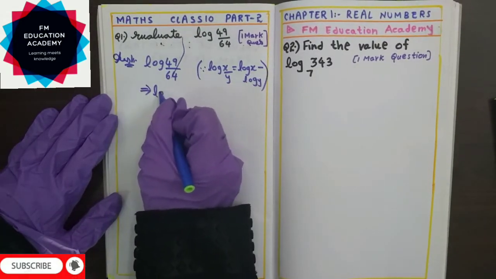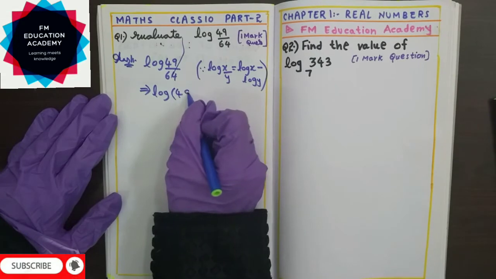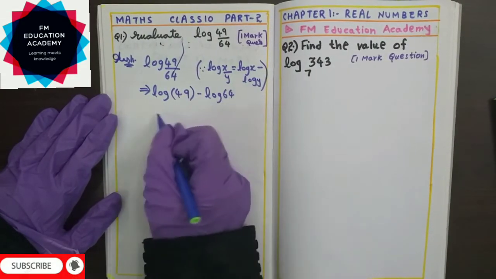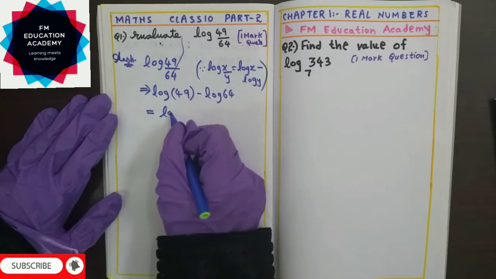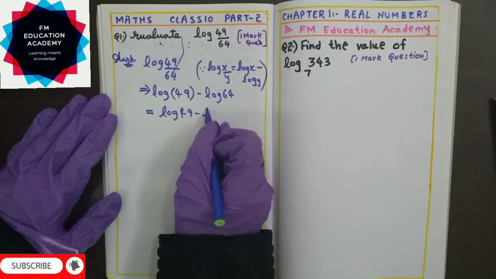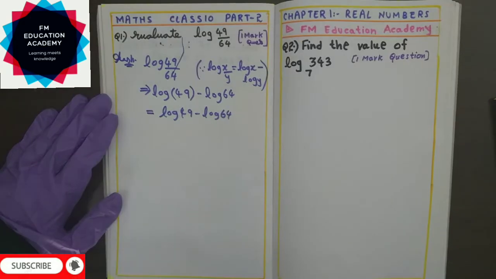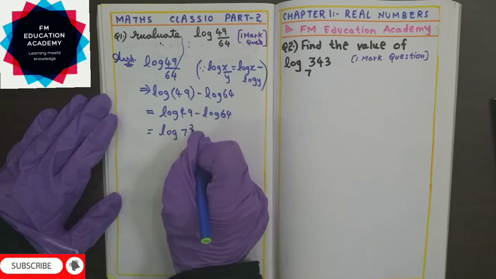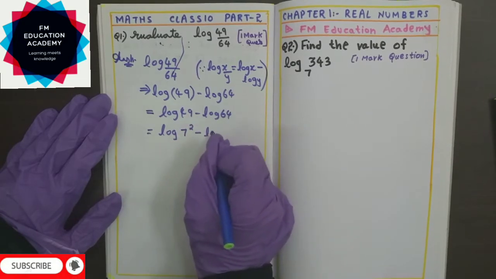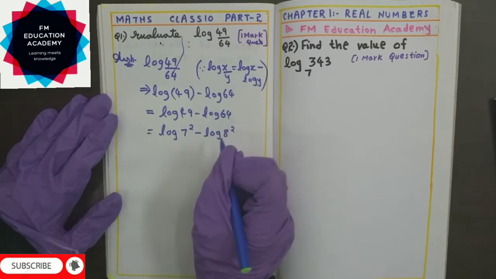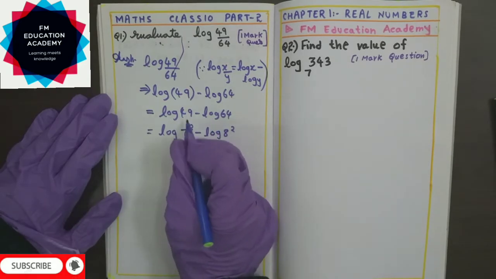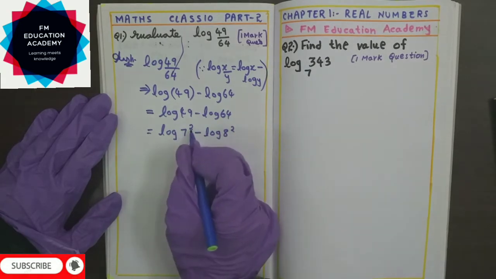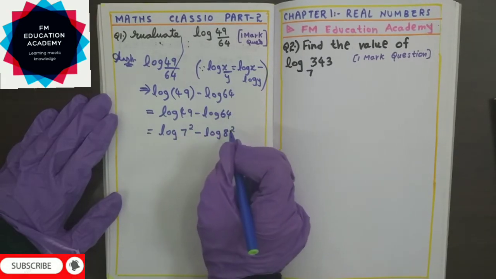That is log, what is x? x is 49, minus y is 64. So log 49 minus log 64. Then if we observe, 49 is a perfect square, it can be written as 7 square. 64 is also a perfect square, it can be written as 8 square. Because we know 7 sevens are 49, that is 7 square is 49, and 8 eights are 64, that is 8 square is 64. So I have written 49 as 7 square and 64 as 8 square.